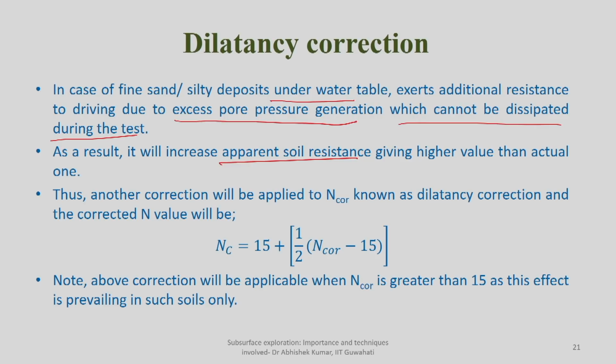It is applied if the NSPT corrected for overburden is greater than 15 and the soil is fine sand or silt; only then is this correction due to dilatancy required. The corrected value is 15 plus half times the difference between N corrected and 15. That is how you can apply it. Finally, this is the final corrected NSPT value, corrected for overburden as well as for dilatancy.